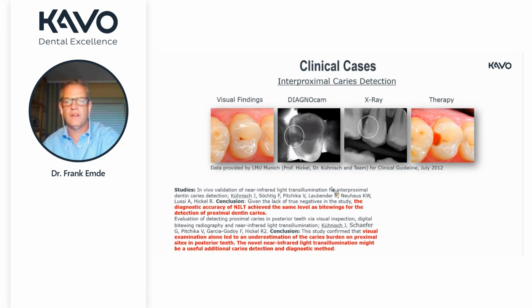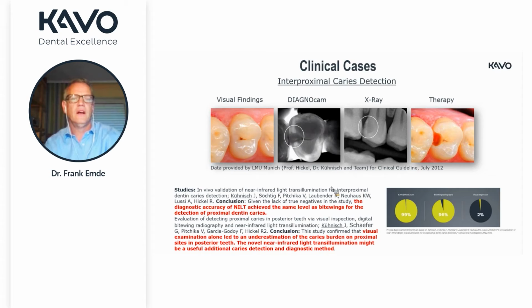evaluating detection of proximal caries lesions in posterior teeth, and they compared different methods: visual inspection, digital bite wing radiography, and near infrared light transillumination. I think it was in 2014. The study confirmed that visual examination alone led to underestimation of the caries burden on proximal sites in posterior teeth. This is an older study: novel near infrared light transillumination might be useful as an additional caries detection and diagnostic method. This is more or less now confirmed by other studies.